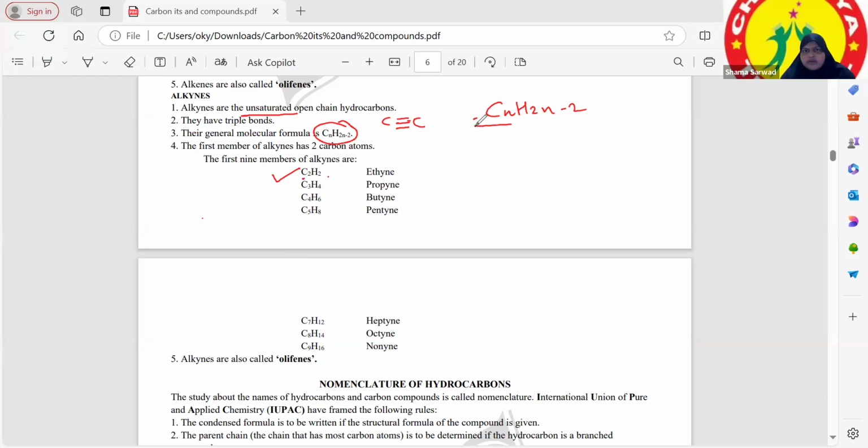By the formula also you can do it. So this is ethyne, and to get the next member you just have to add a CH2 group: C3H4, C4H6, C5H8, and so on. Ethyne, propyne, butyne, pentyne, heptyne, octyne, nonyne.